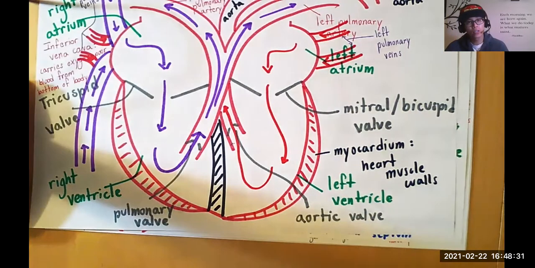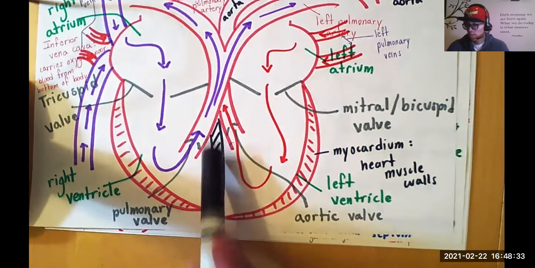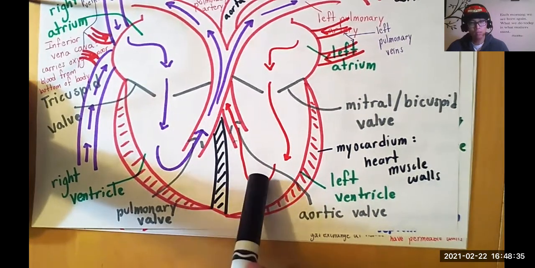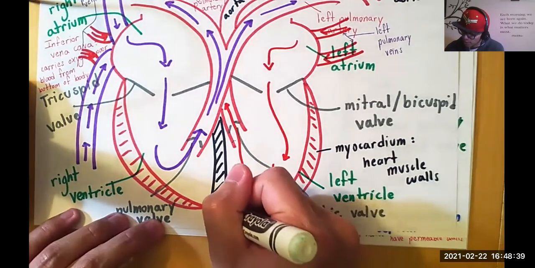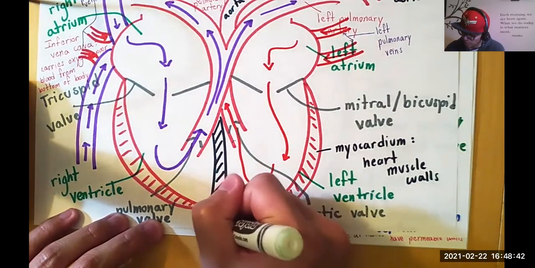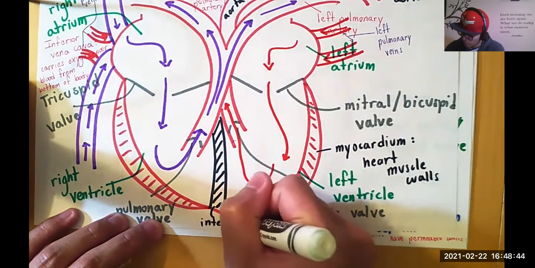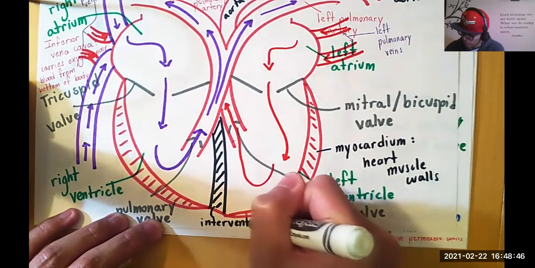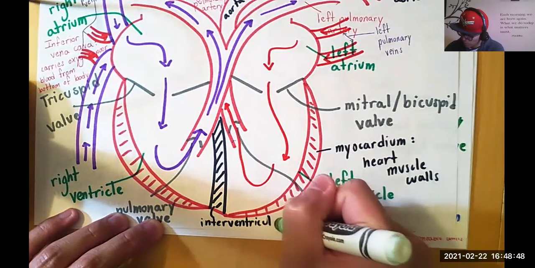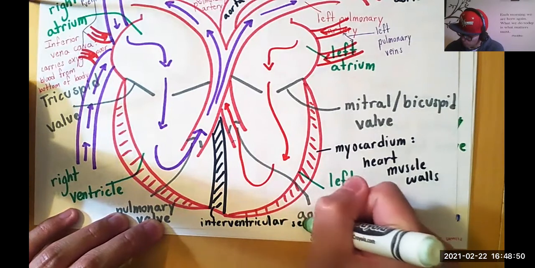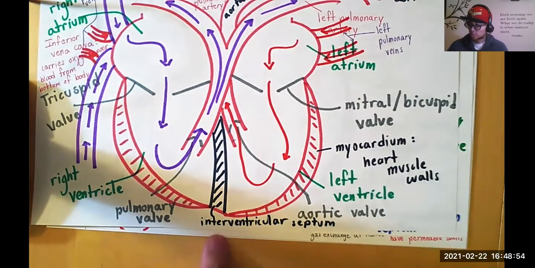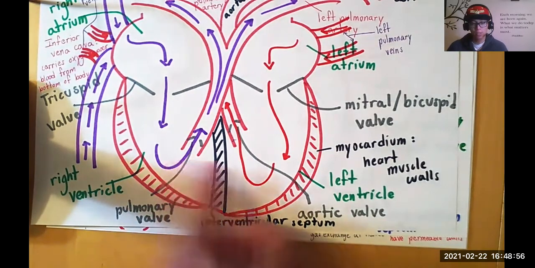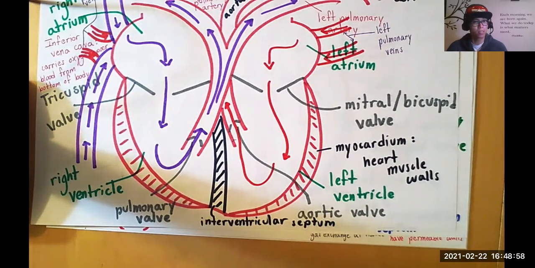One of the thickest regions of the heart is the myocardium between the two ventricles, which is here in black. This is called the interventricular septum. Inter means between, ventricular means ventricles, septum means a separator.